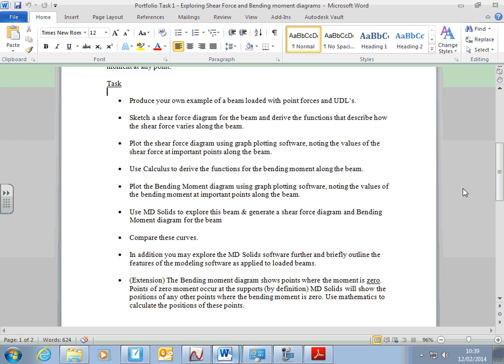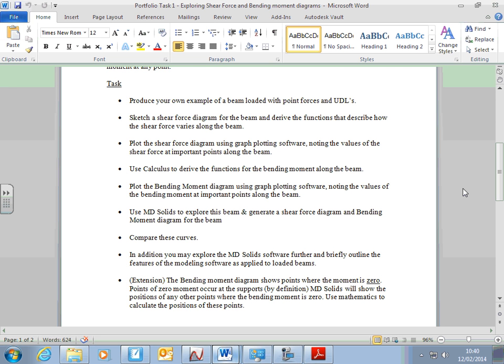Produce your own example of a beam loaded with point forces and UDLs, uniformly distributed loads. And it's up to you what beam you analyse. I'm going to go through an example in a few minutes, and you'll probably do one similar. Sketch a shear force diagram for the beam and derive the functions that describe how the shear forces vary along the beam. So that involves calculating the reaction moments, the reaction forces at the supports, and we'll have a look at that in a minute. Plot the shear force diagram using graph plotting software, Autograph, noting the values of the shear forces at important points along the beam. So we're going to need the functions for each part of it so we can plot it, and we'll look at that. What's the equation of the line for each bit of these forces?